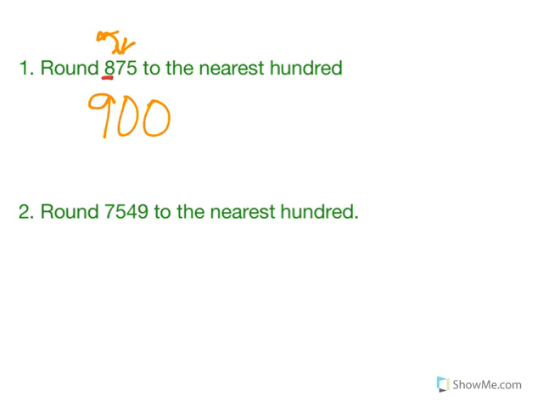When you look at number 2, still going to the nearest 100. So 5 is in the 100 spot. I look 1 past that at the 4. 4 is less than 5. We round down. Rounding down means you stay the same. So the 5 in my 100 spot stays the same, and I just have 7,500.